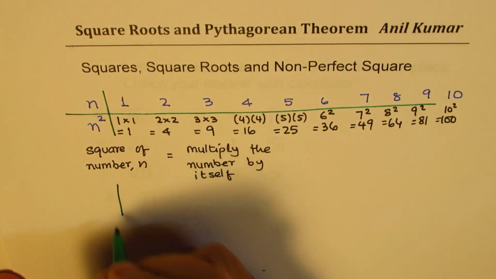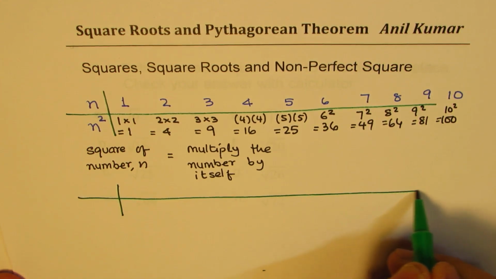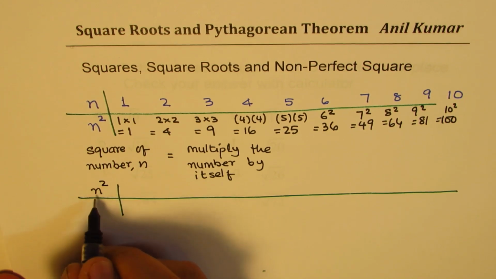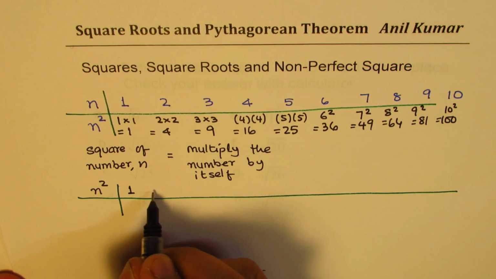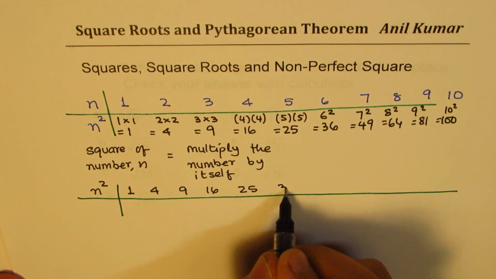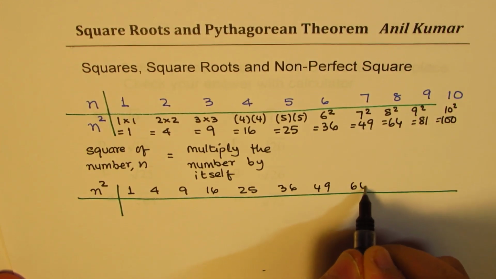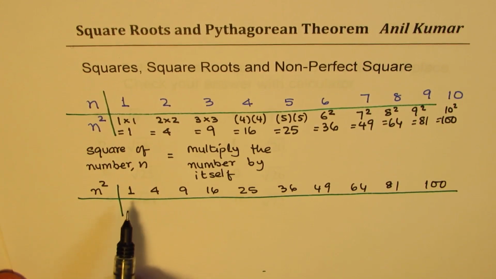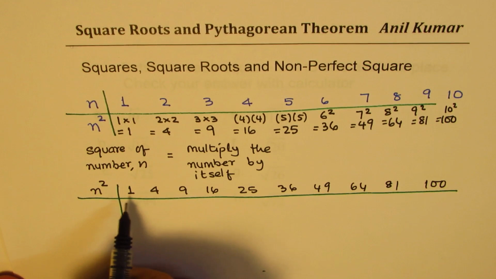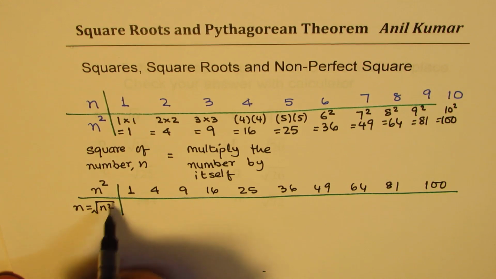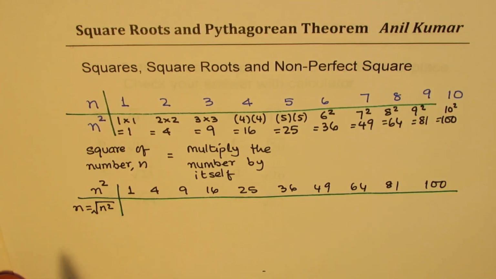Now let me do the reverse thing. Reverse thing for me means that now I will write the numbers on the top with their squares. So I'm now writing these squares: 1, 4, 9, 16, 25, 36, 49, 64, 81 and 100. Okay. Now these are the squares of the numbers. What are their square roots? So now we will write n, which is the square root of the above numbers. Do you see? So these are squares, so we'll write square roots.